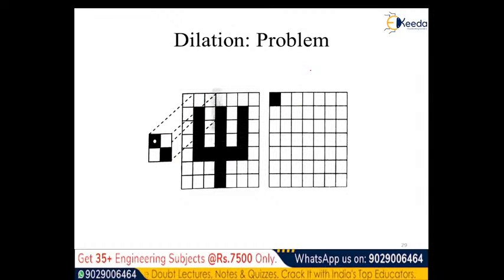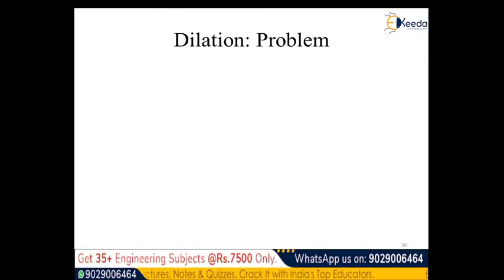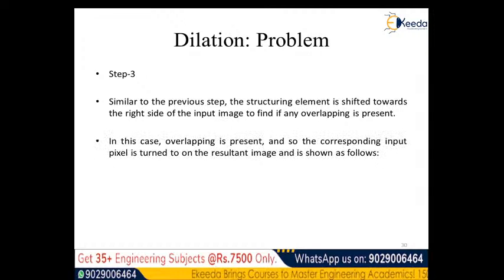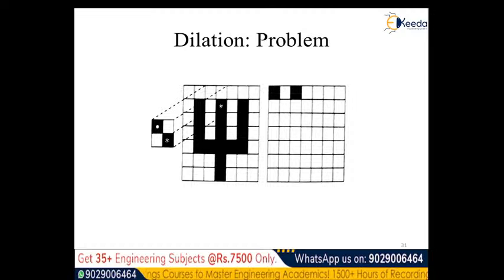Next we go for step 3. In step 3, as we have done previously, we have to carry out similar things. The structuring element we have to shift towards the right-hand side of the input image to find any overlapping. We have to check if it is present or not, and if the overlapping is present, the corresponding input pixel will be turned on, and the resultant image can be shown here. So here we show the resultant image for step number 3.